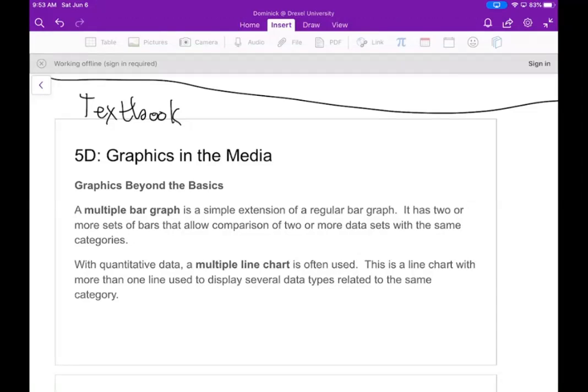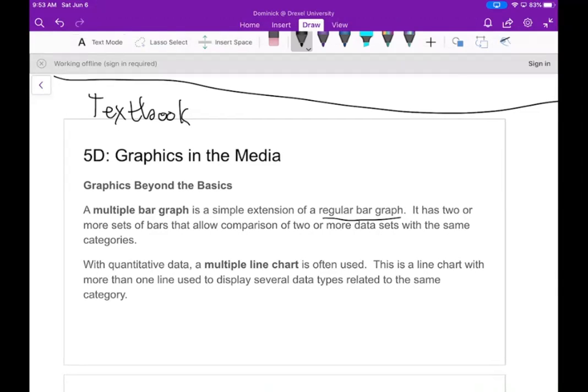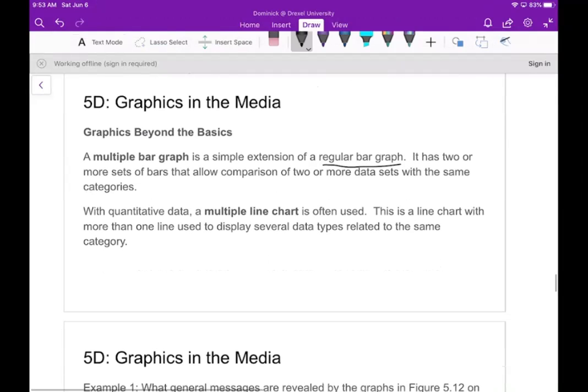Now, a multiple bar graph, of course, is just a simple extension of the regular bar graph where you have two or more sets of bars that are allowing you to compare two or more data sets with the same categories. So now if you have quantitative data, so again, quantitative means that we're looking at purely numerical data.